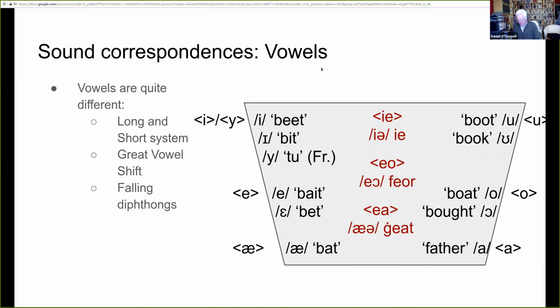Any questions actually about the consonants before I go on? Either throw a hand up or put something in the chat. Okay, not hearing any, I'll move on.